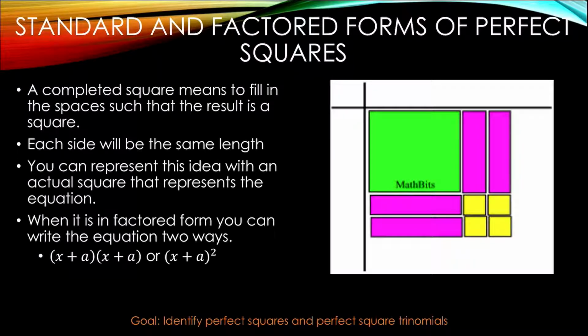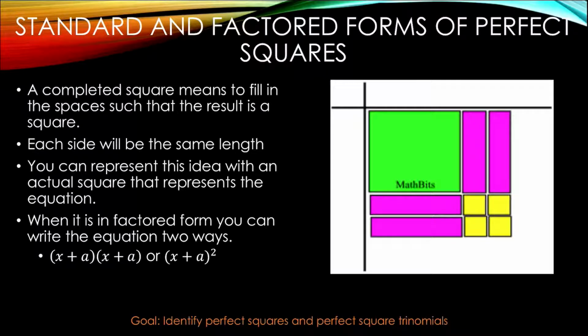so standard and factored form of perfect squares. Okay, so these are some algebra tiles. If you came to class meetings, we use those every now and again in class. So it's a completed square. Means if I use these algebra tiles, notice that it is balanced out. I have 2 things on both sides.